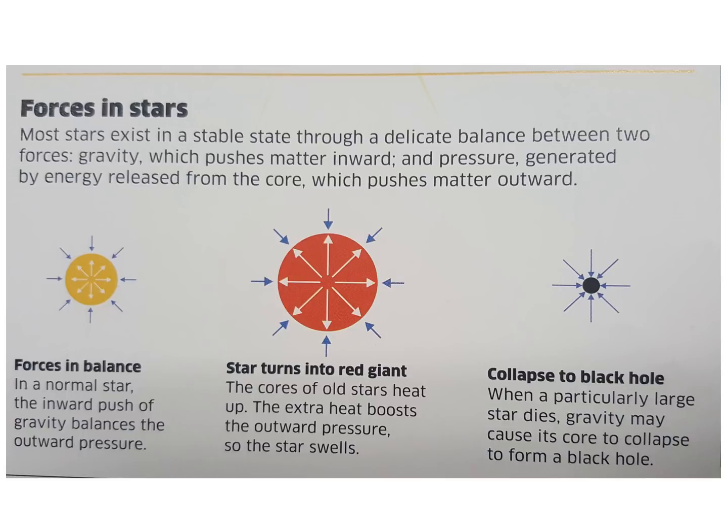But when a star starts to die, the core of old stars heats up. They start getting hotter and hotter. The extra heat boosts the outward pressure, so the star swells. So because of extra heat, the star starts to expand. That's why it's called a red giant. All that extra heat is just like one last boost of all the little thermal energy it has left. However, when a particularly large star dies, gravity may cause its core to collapse to form a black hole.